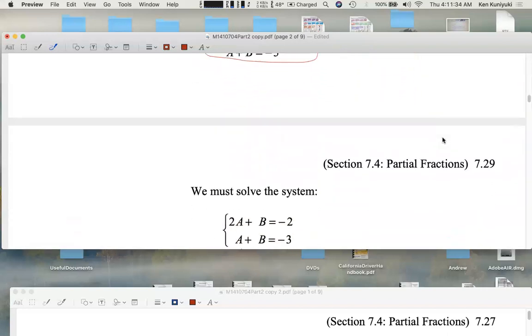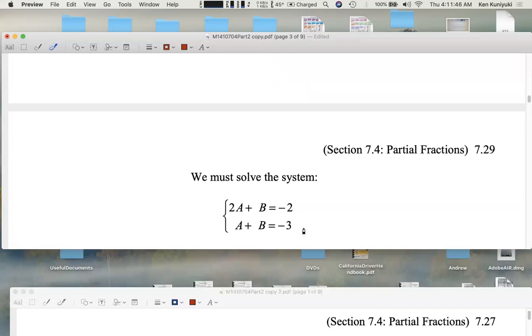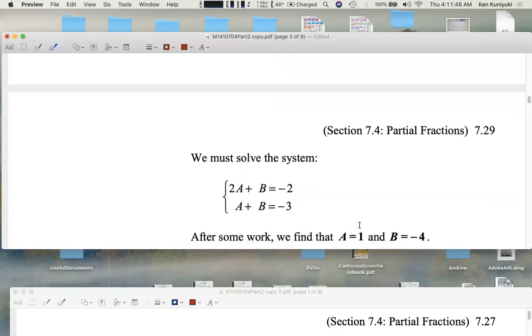Anyway, you solve this system. It shouldn't be too hard. You could use substitution or the addition method. Multiply this bottom guy by -1 on both sides and then add. Basically subtract equations, right? And you end up with A equals 1 and B equals -4. Try to show the work if possible. This system is not too bad. You can use the methods from early in chapter 7.